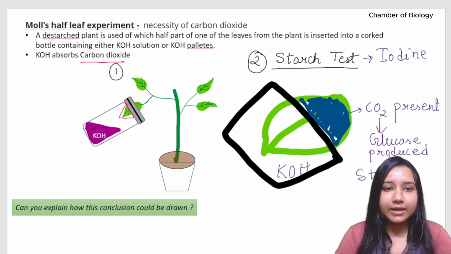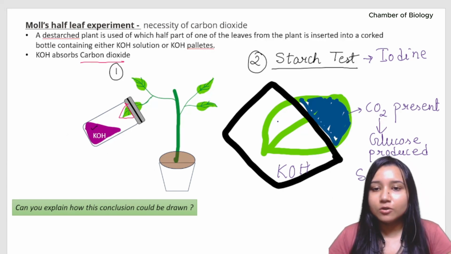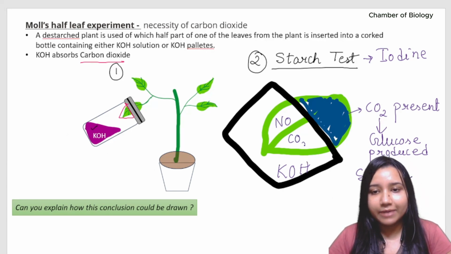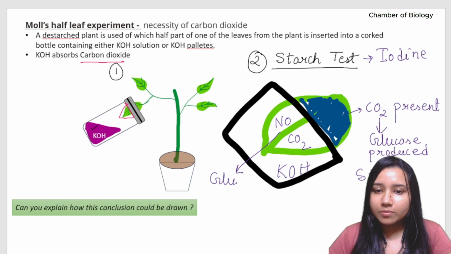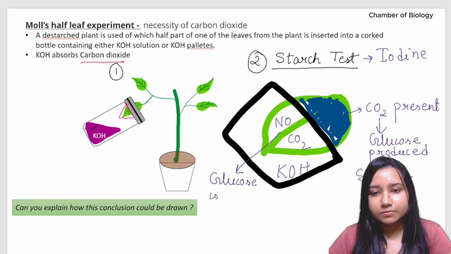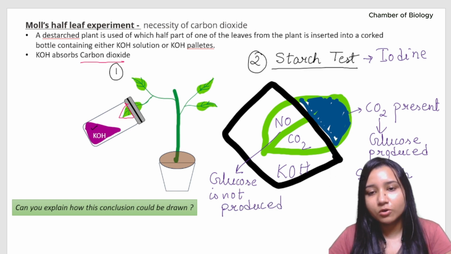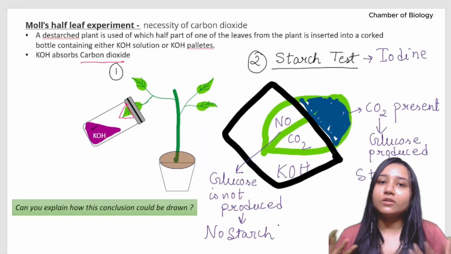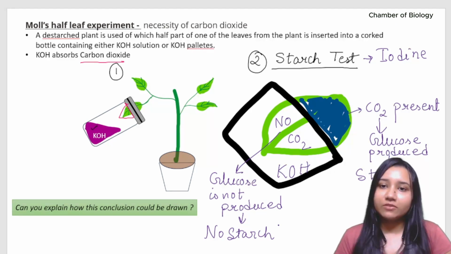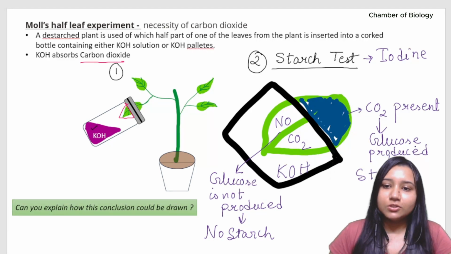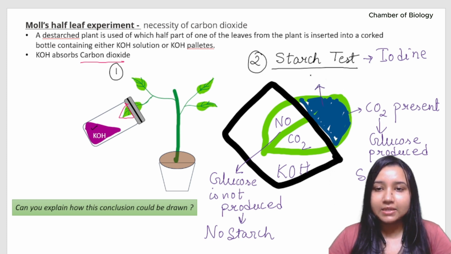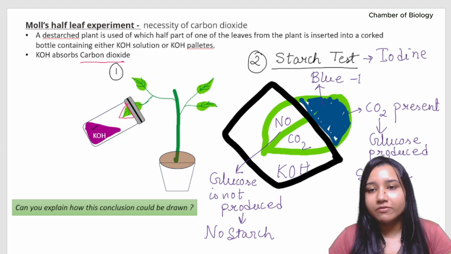But on the other hand, if we come to this portion, we will see no CO2, right? Because KOH has absorbed it. So this tells us that glucose is absent. Glucose is not produced. And if glucose is not produced, no starch. And if it is showing no starch, we will get a negative result for the starch test after we add iodine. So it won't show blue-black color like we can see here. So blue-black color will be in the half portion of the leaf where carbon dioxide is present.